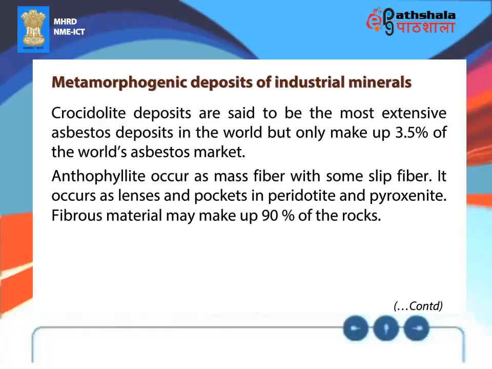Crocidolite deposits are said to be the most extensive asbestos deposits in the world, but only make up 3.5% of the world's asbestos market. Anthophyllite occurs as mass fiber with some slip fiber. It occurs as lenses and pockets in peridotite and pyroxenite. Fibrous material may make up 90% of the rocks.